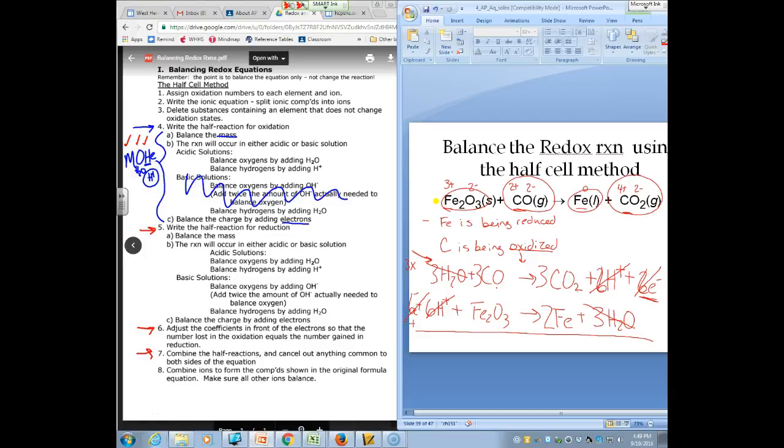Now, there's nothing left to cancel out, so I'm just going to rewrite it. I like to write it in the same order that it was in originally given to me. Do not leave out coefficients, because that's kind of the whole point.